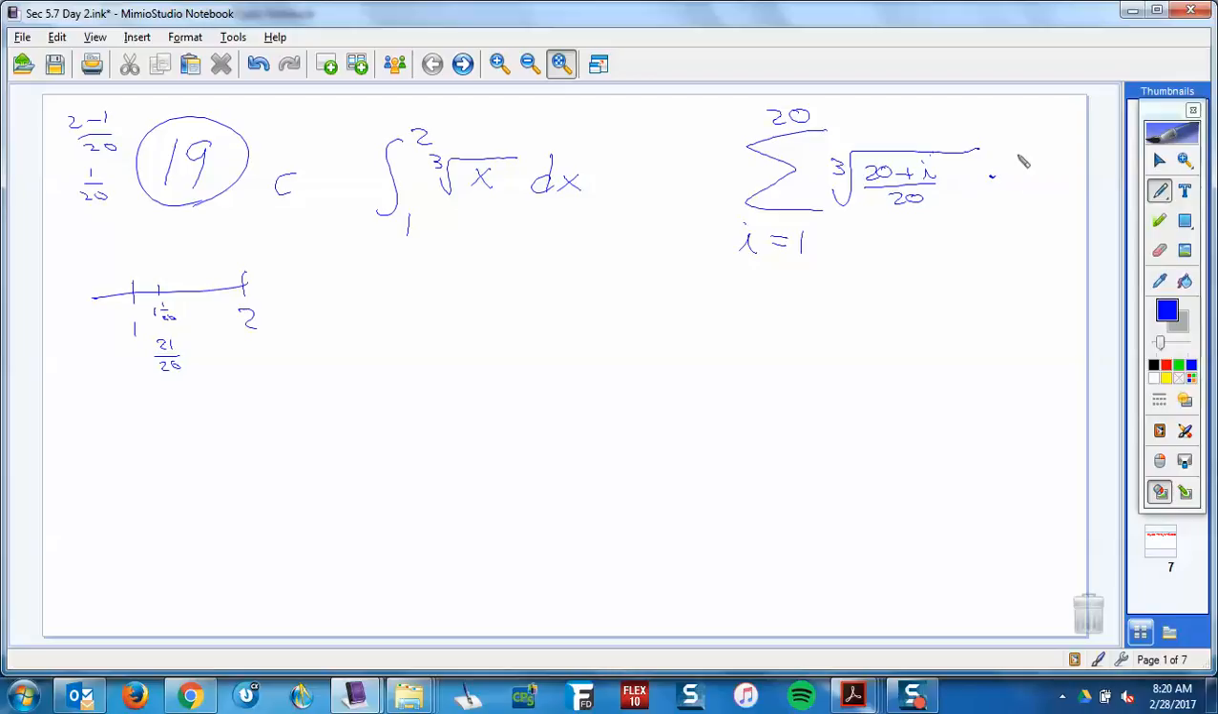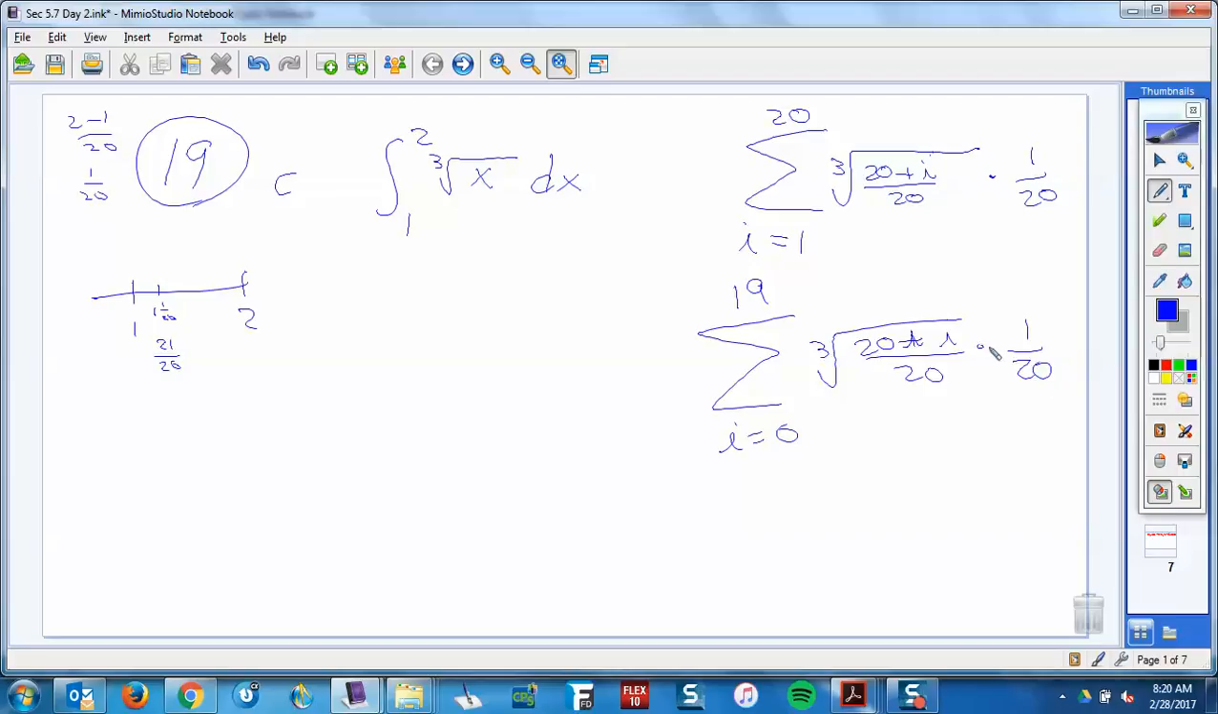Okay, and then times 1/20th out here. So to answer your question, for number 20, all you do is change that, and for a left, you leave this exactly the same. Yeah, that's what I had. I just didn't know the change.